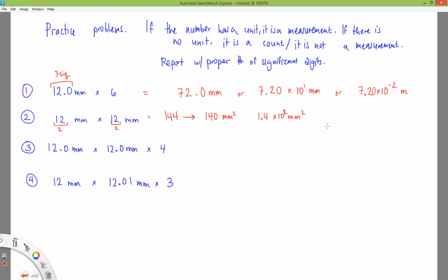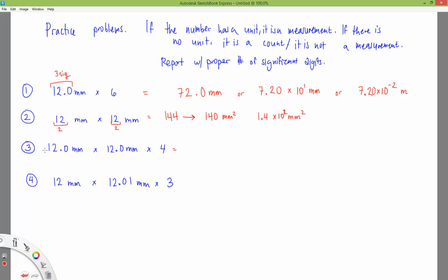Converting it into square meters gets complicated. Maybe I'll save that for a later step. Does anyone know how many square millimeters are in a square meter? Millimeters to meters, there's 1,000 millimeters to a meter. But for square millimeters to square meters, you have to do 1,000 times 1,000. So there's actually 10 to the 6 square millimeters in 1 square meter. And I'll show you the conversion in a moment. This is okay? So 1.4, only 2 significant digits.